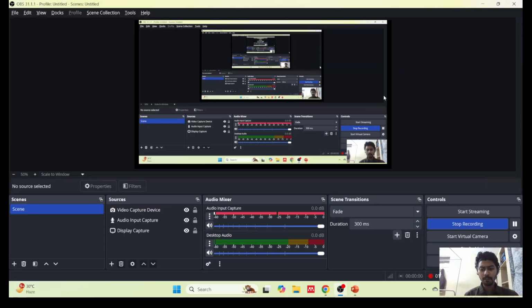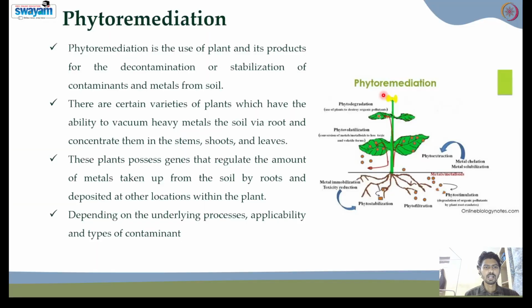And another approach is that, as we have seen earlier, not only microbes, sometimes they use plants also in order to clean up the environment, right? So in this case, if we use the plant or their products for the decontamination or stabilizing the contaminants and the metals from soil, we call this concept phytoremediation. That is, remediation means cleaning the environment from the pollutant by using the plant or their product.